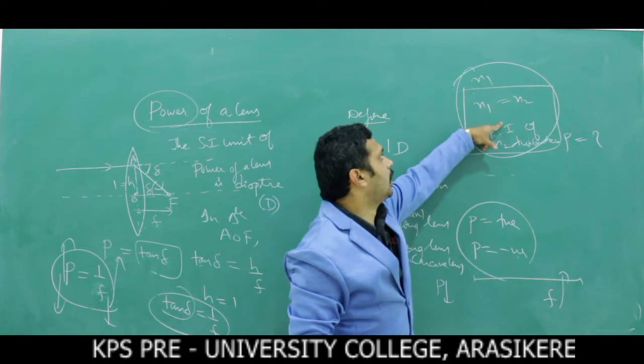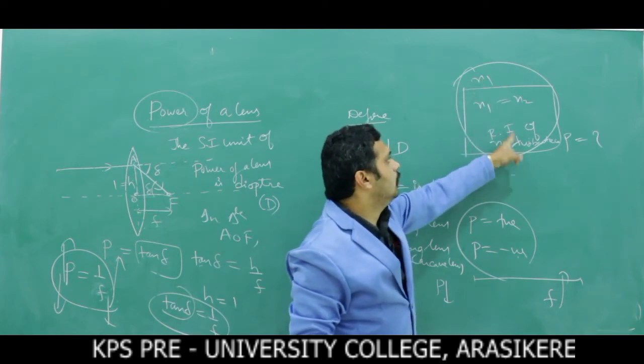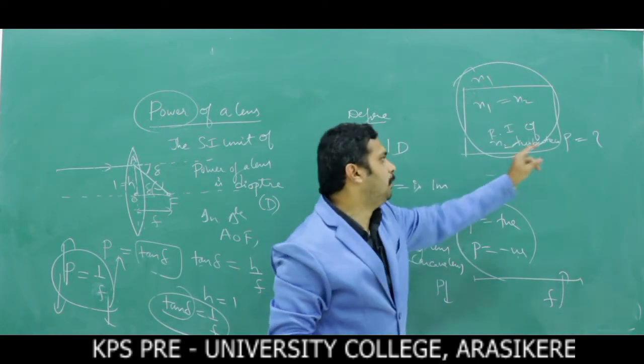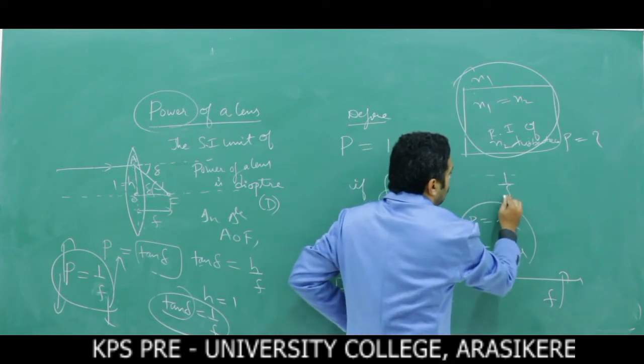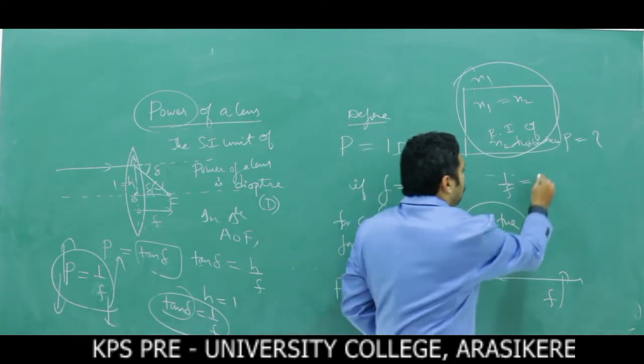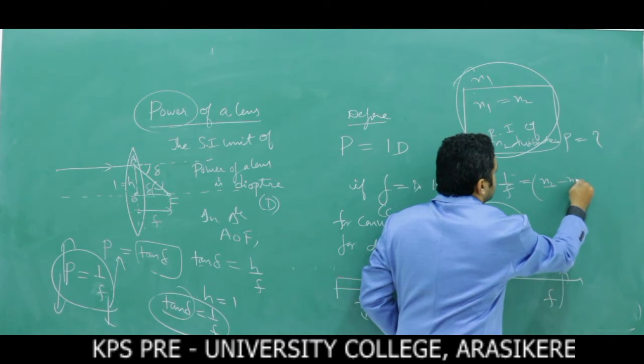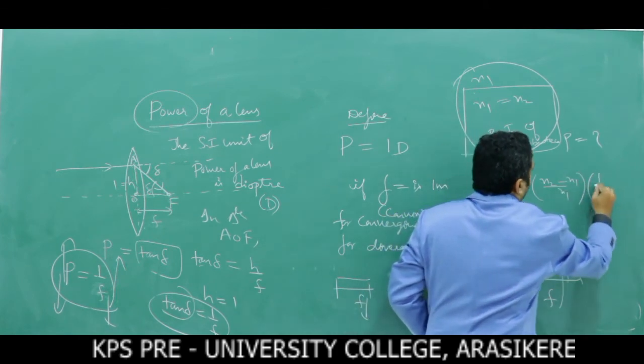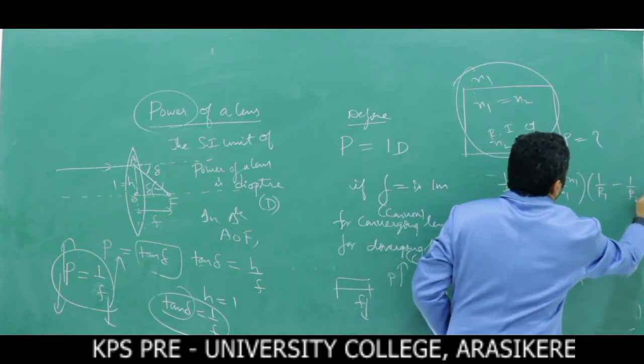Both have the same refractive index. The surrounding medium has a refractive index equal to that of the substance. What is the power? Look here. We know the lens maker's formula: 1/f = ((n2 - n1)/n1)(1/R1 - 1/R2).